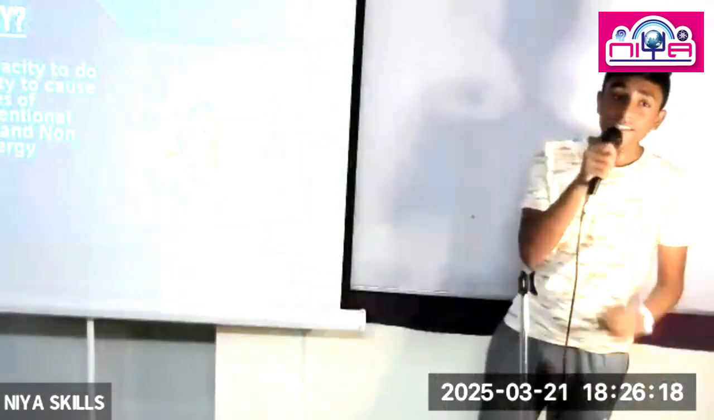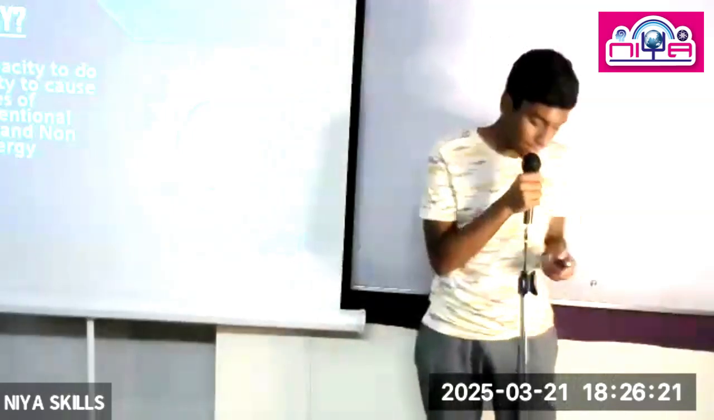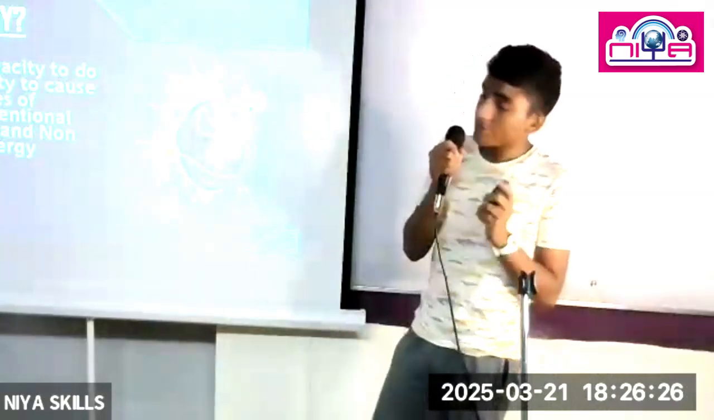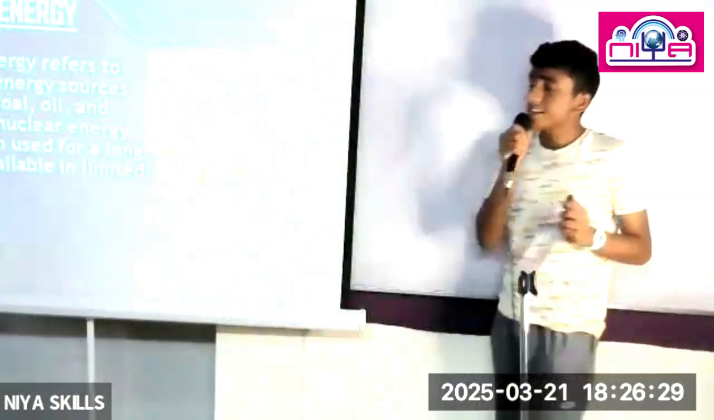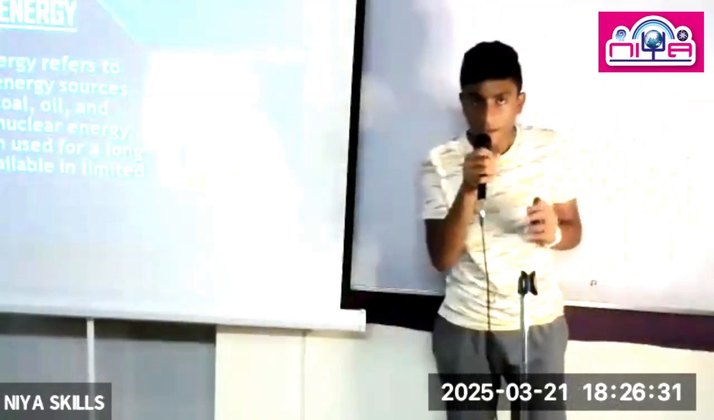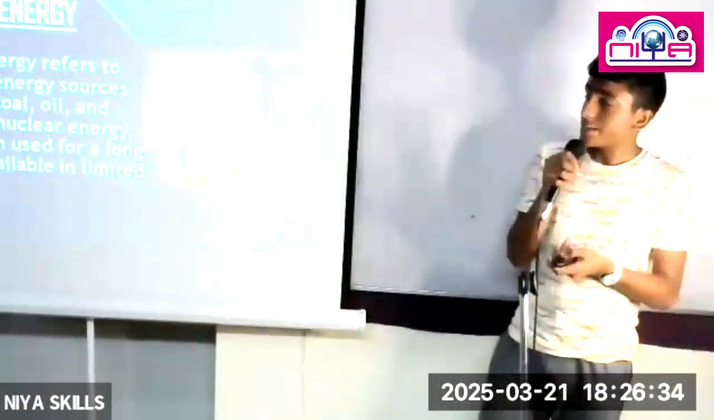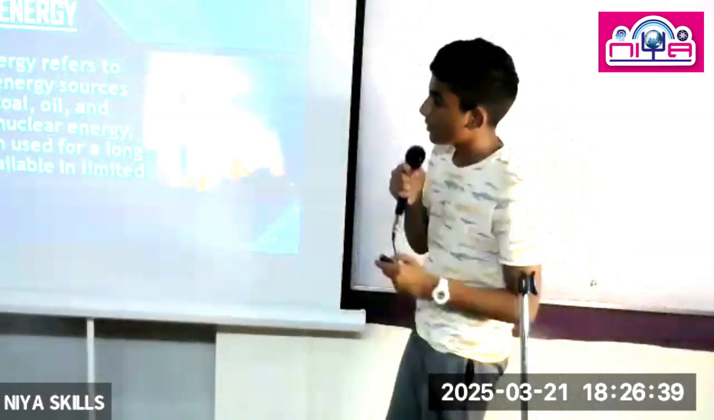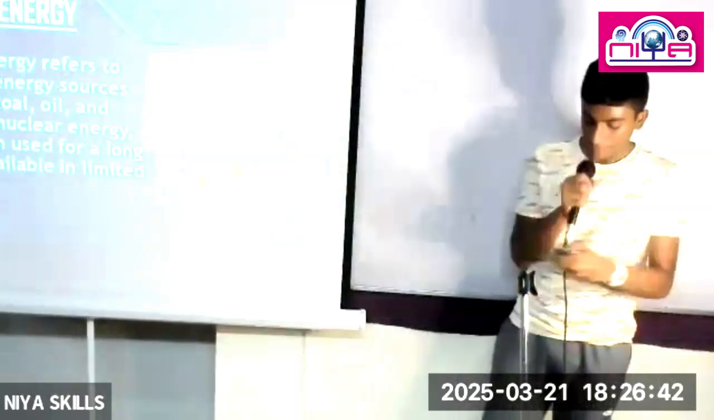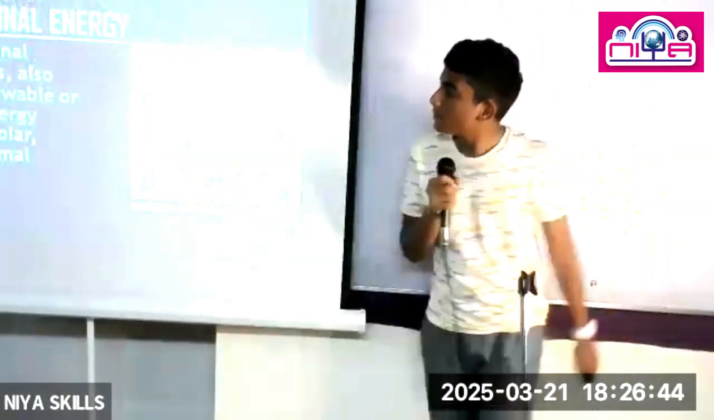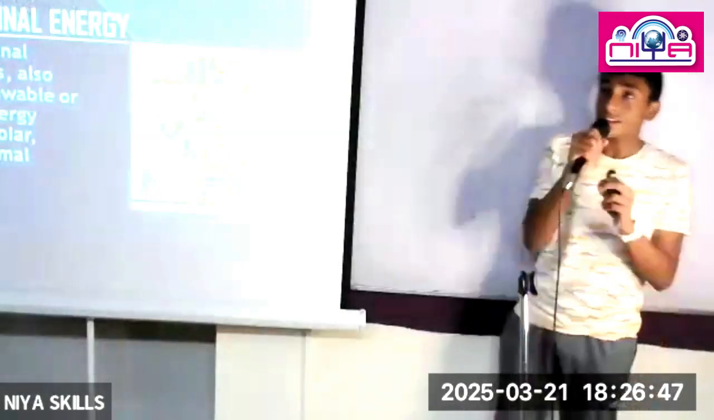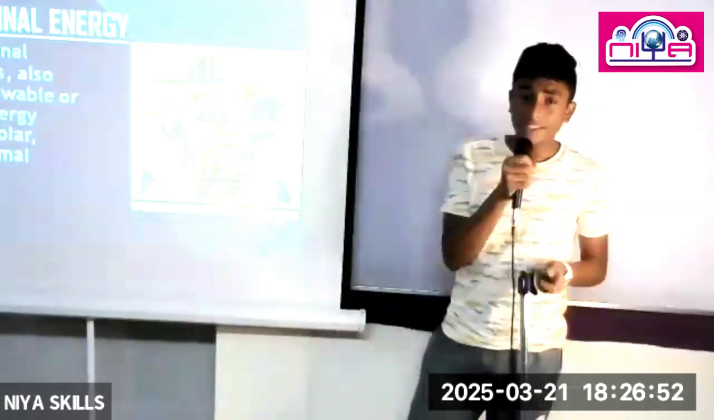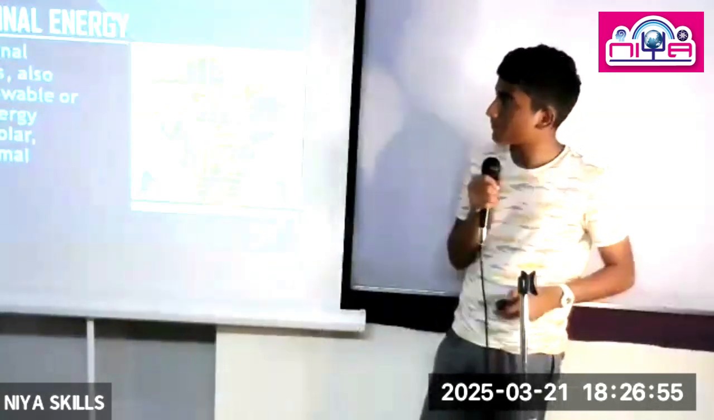So, what is energy? Energy is the capacity to do work which causes a change. The two types of energy are conventional energy and non-conventional energy. Conventional energy refers to the non-renewable resources present on the earth, like nuclear energy, fossil fuels, coal, etc. These are found in limited amounts. Non-conventional energy is usually renewable, such as solar energy, wind energy, etc.